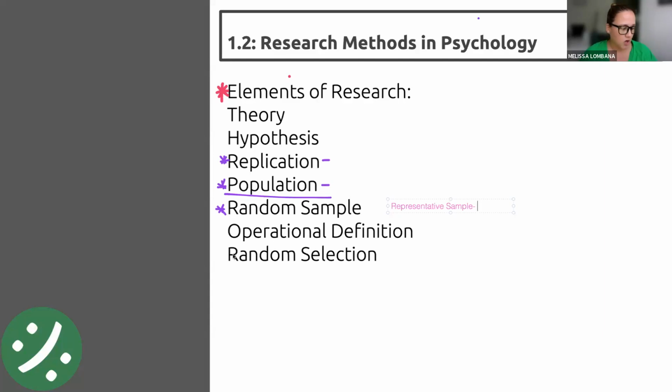Then we have what's called random selection. Random selection goes a little bit more into experimental research, so I will put that on pause for now and get back to it when we get into experimental. But this is basically it for this little section of the elements of research. And now the next video will be about experimental research.